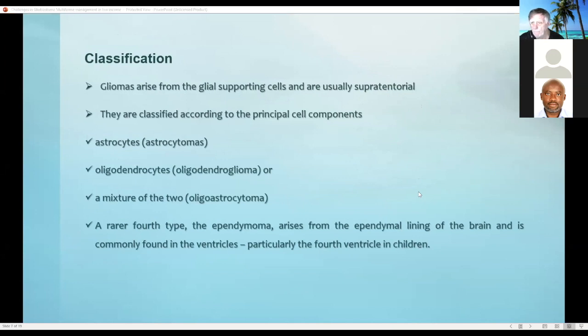These gliomas arise from the glial supporting cells and are usually supratentorial. They are classified according to the principal cell components, and we can have astrocytoma, which arises from astrocytes.